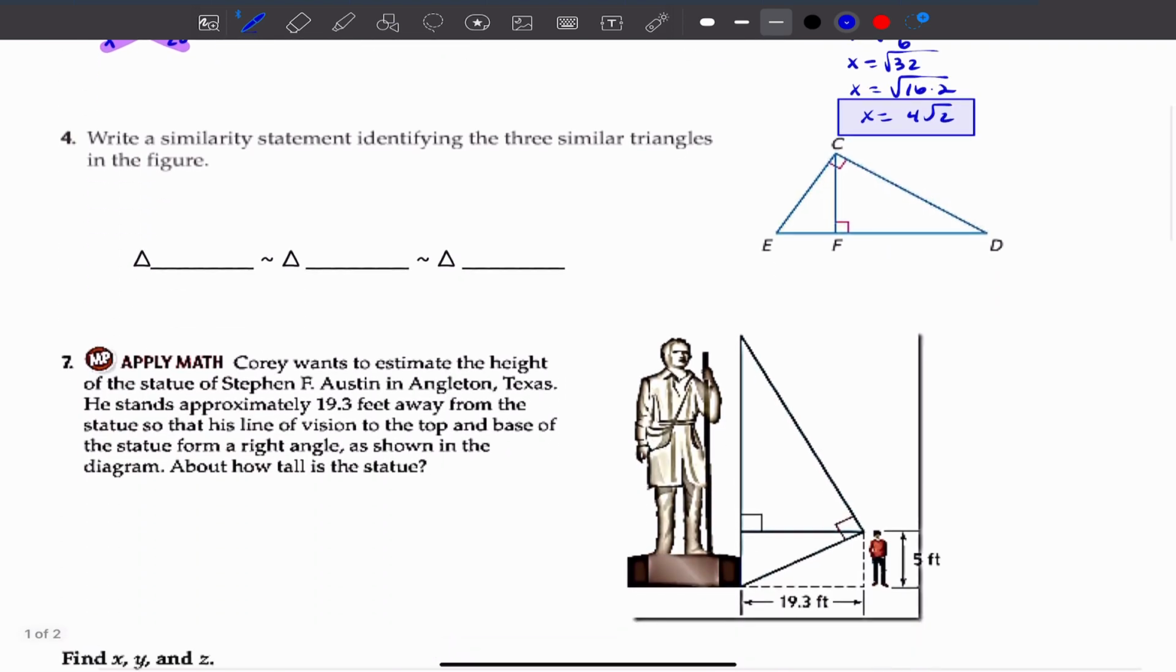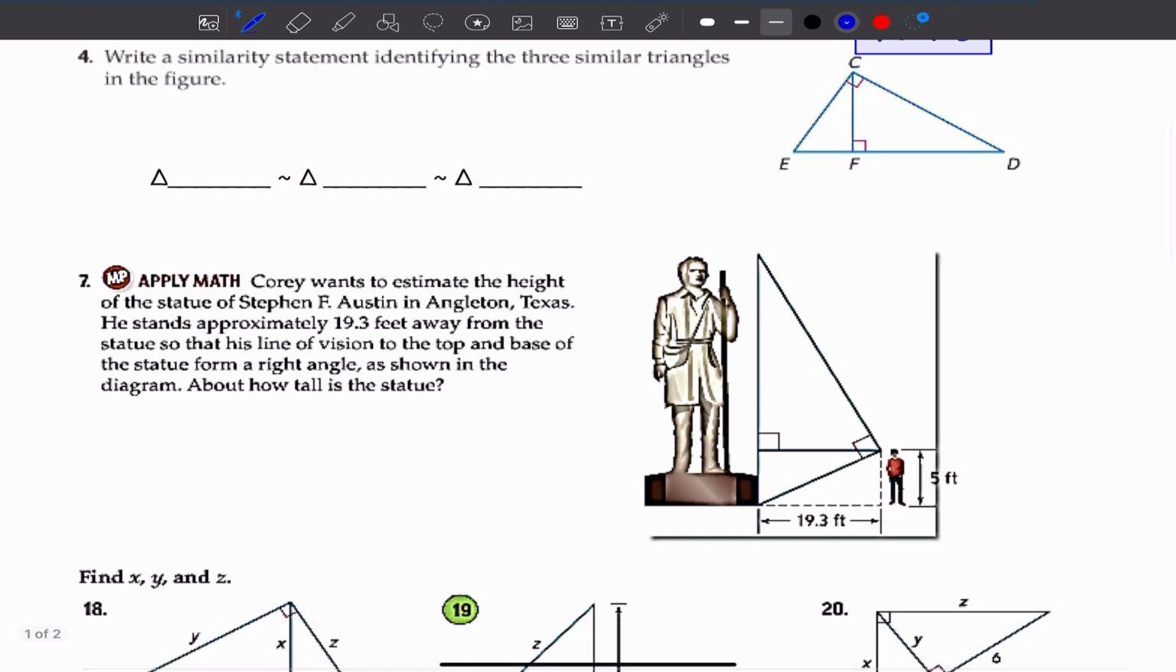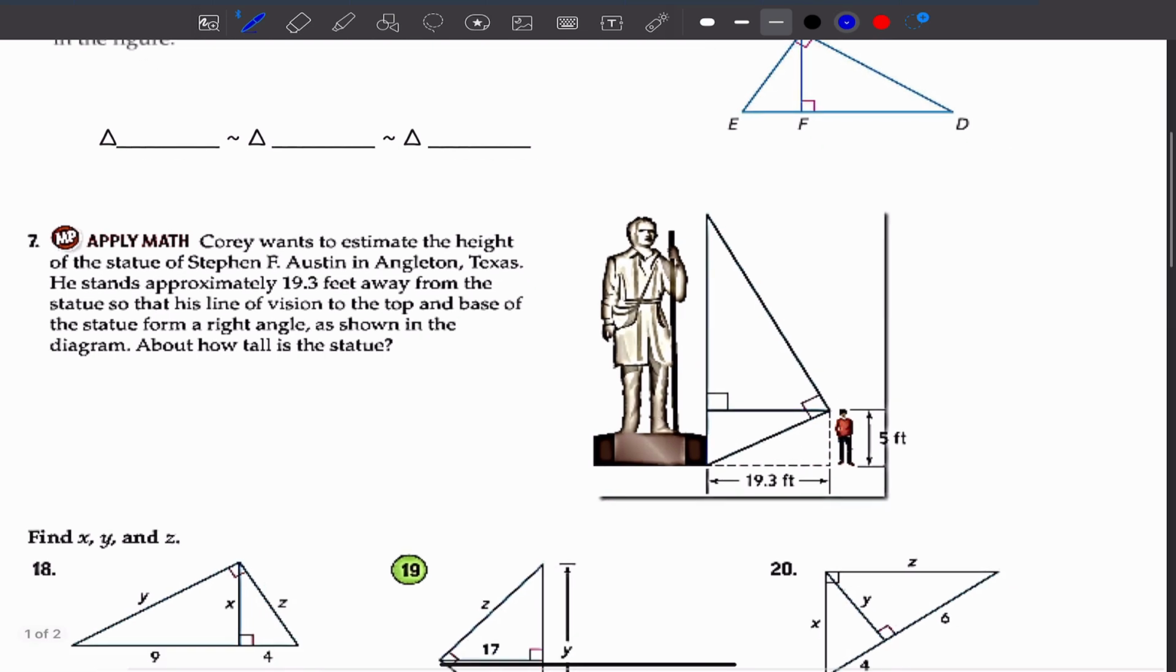I'm going to skip number 4 to move on to that. Number 7. Corey wants to estimate the height of the statue of Stephen F. Austin in Angleton, Texas. He stands approximately 19.3 feet away from the statue, so that his line of vision to the top and base of the statue form a right angle, as shown in the diagram. About how tall is the statue?